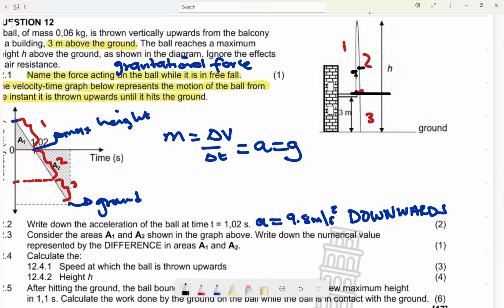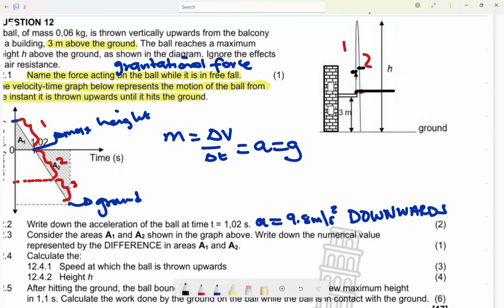Actually, let me check that. So the difference here is the height 3. Can you see? The height here is 3. I want you to be in a position of understanding, of saying, okay, this is what they're referring to, the difference. The difference will be 3 meters. Okay, this will be the 3 meters.